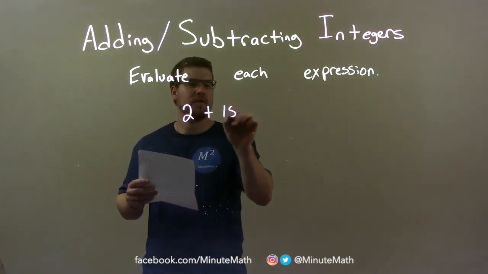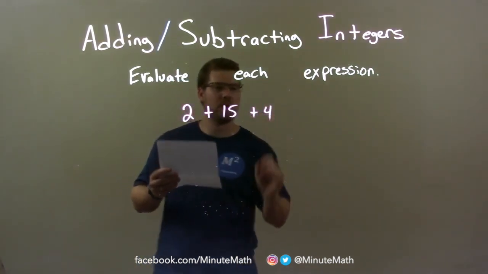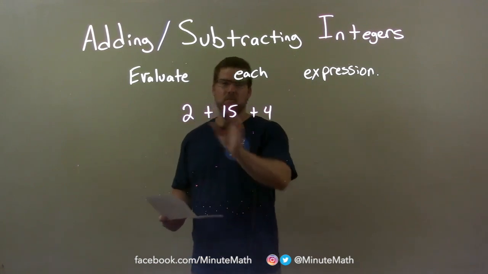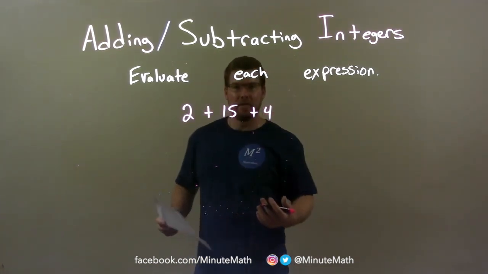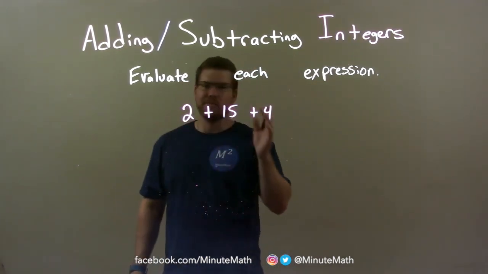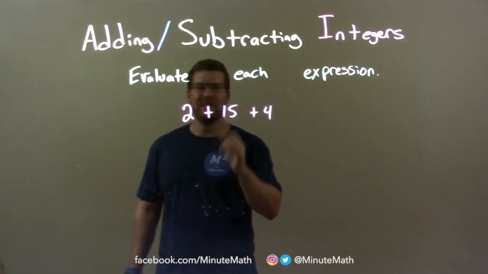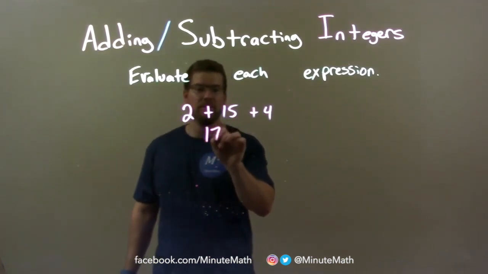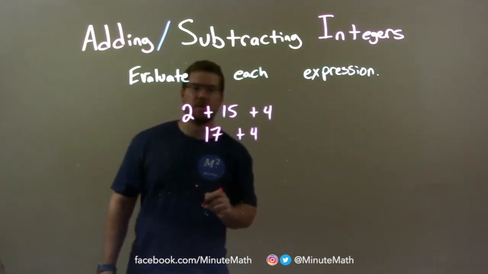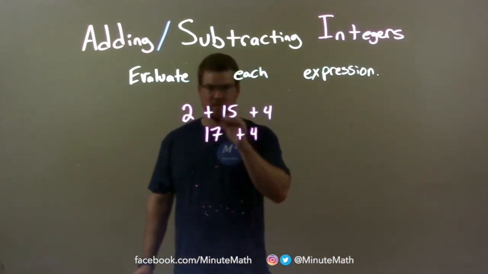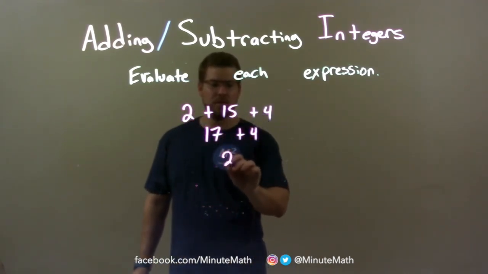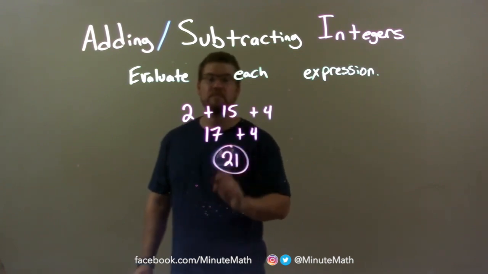2 plus 15 plus 4. Okay? Well, since they're addition, it really doesn't matter the order in which you add them. But we can just go left to right here. 2 plus 15, that comes to be, well, it's easy, 17, right? And then we have plus a 4. And then we just add 17 and 4 together, and that gives us 21. And so our final answer here is just 21.